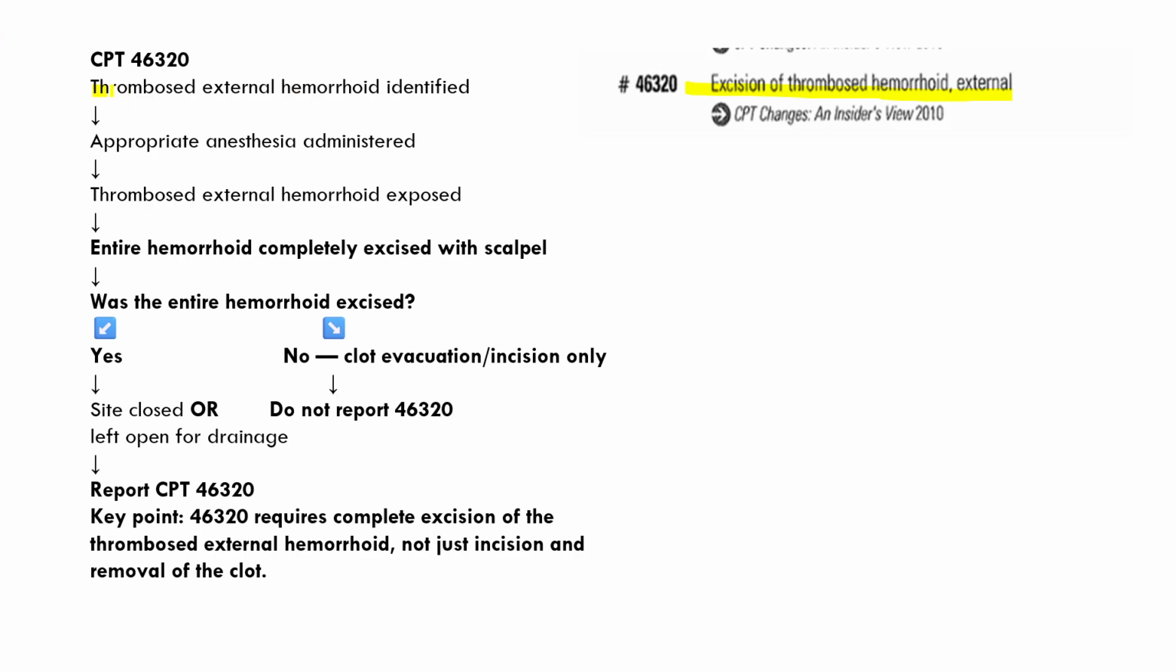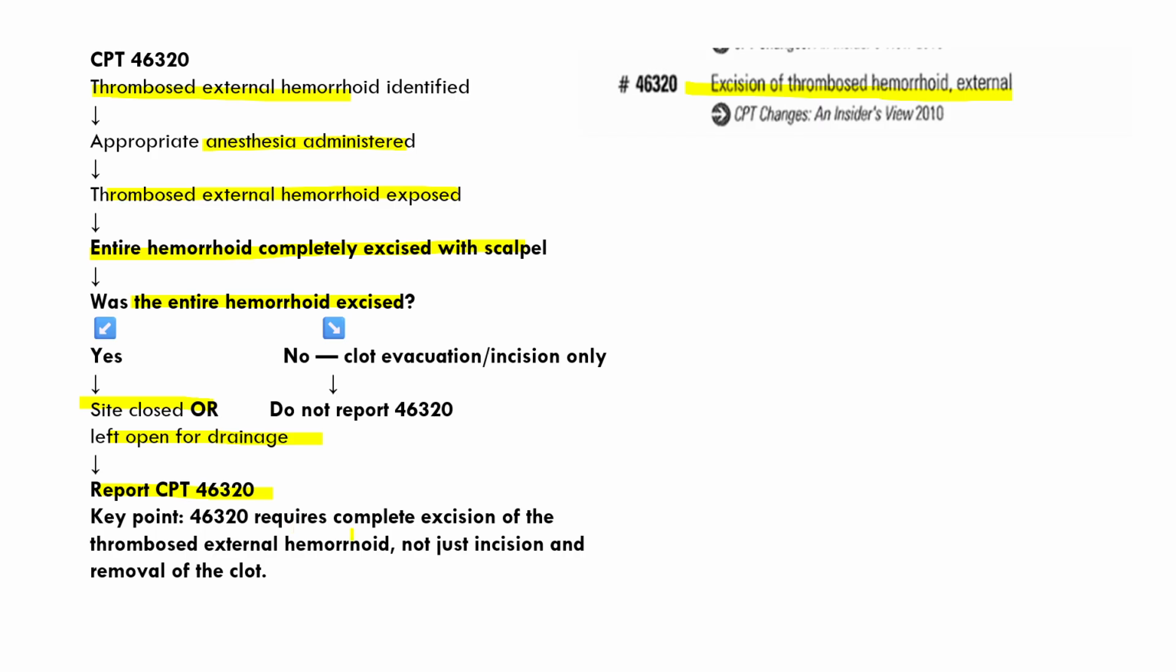So the thrombosed external hemorrhoid he will identify, and he will administer anesthesia. The thrombosed external hemorrhoid he will expose, and the entire hemorrhoid is completely excised with a scalpel. Was the entire hemorrhoid excised? You need to check. And the site is closed or left open. Then you need to report CPT 46320. So 46320 is for the complete evacuation of the external thrombosed hemorrhoid.